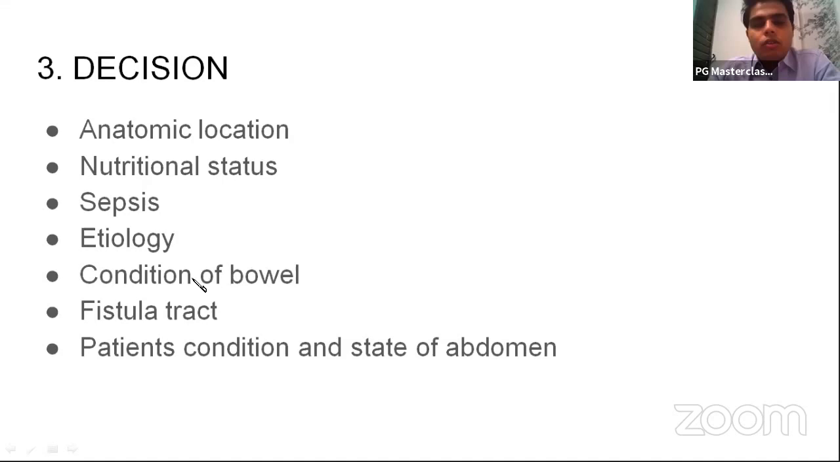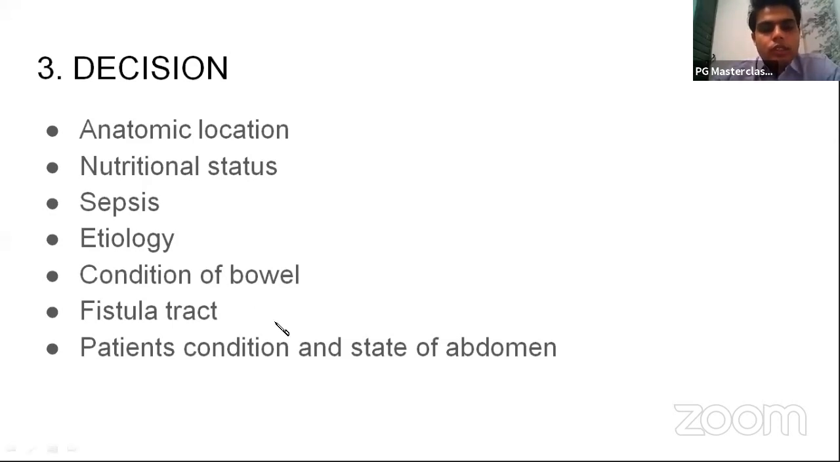The condition of the bowel surrounding the fistula: if it is healthy, the chances of spontaneous closure are high, rather than in case of pathology of the bowel like Crohn's disease, etc. Fistula tract: a thin, long fistula tract, usually more than 2 centimeters, favors the spontaneous closure, then the wide, short fistula tract. The next one is the fistula's opening. More than 1 meter square opening unfavors the spontaneous closure. Less than 1 meter square opening favors the fistula's closure.